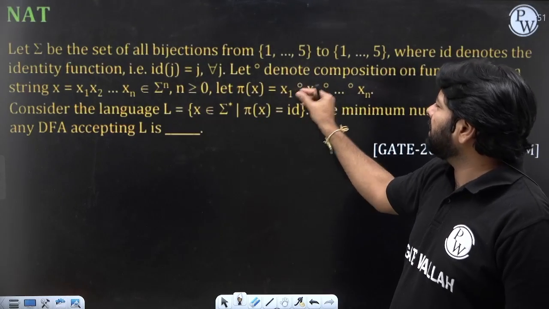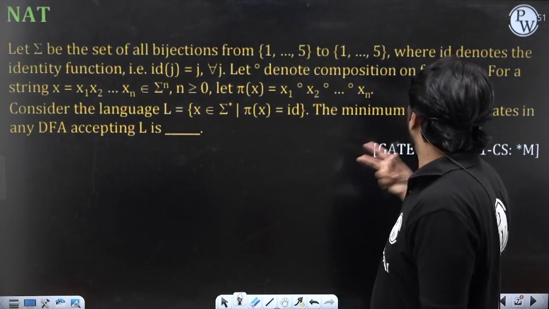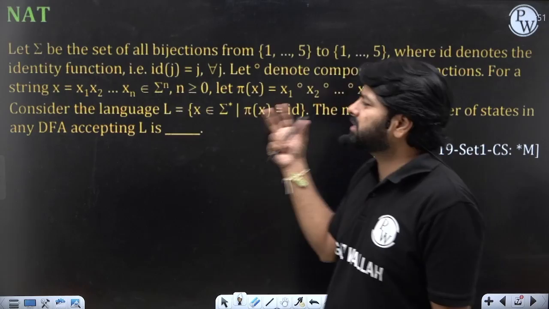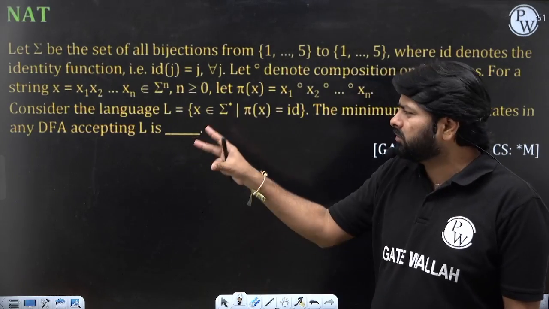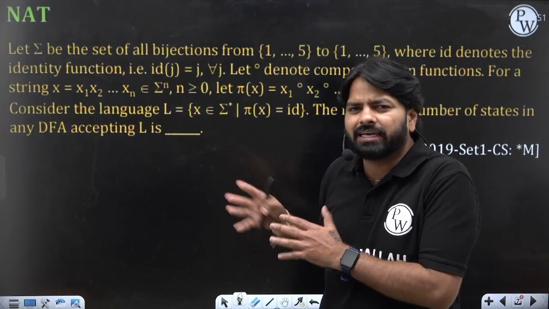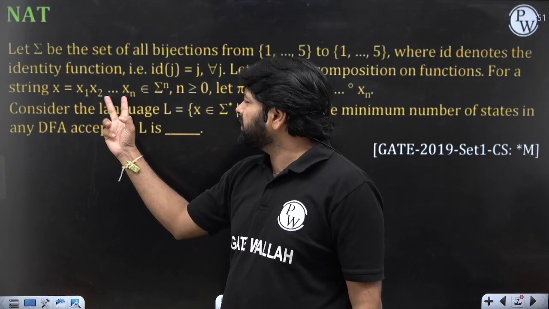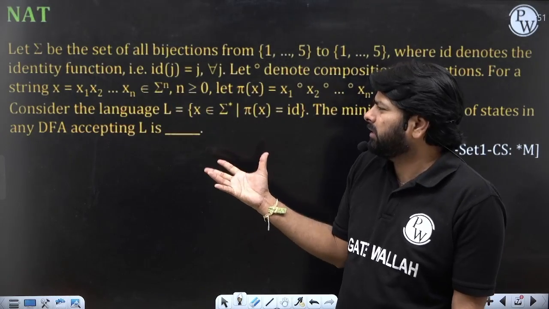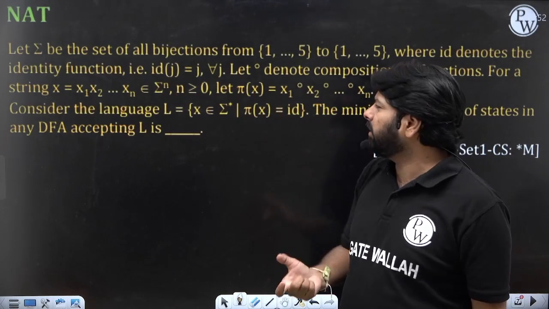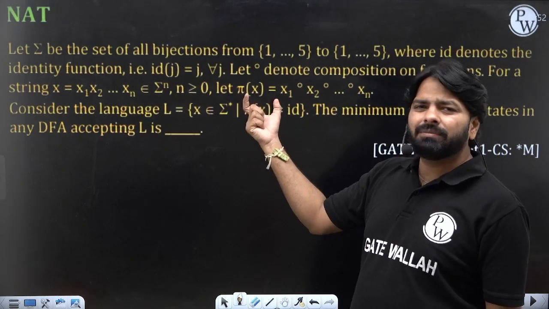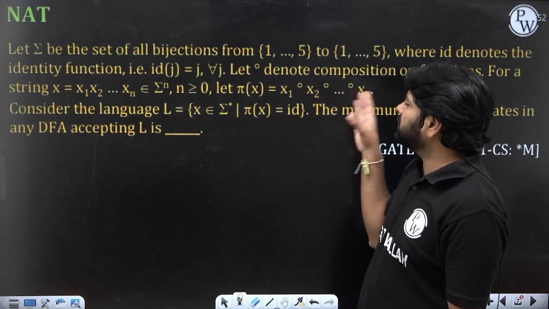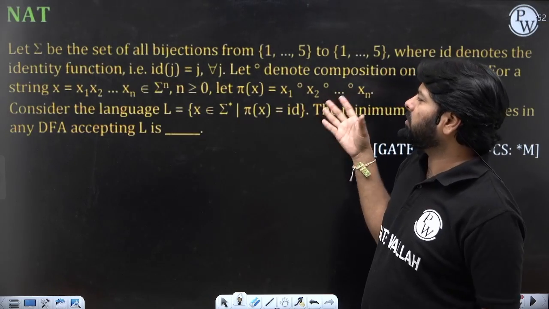Let this circle denote the composition of functions. You are very well aware of this composition. For any string w or x you take, let's say it has the sequence of symbols x1 x2 and so on till xn. This sequence belongs to sigma power n. Here pi of x is a notation for the mapping, which is the composition of x1 x2 up to xn.